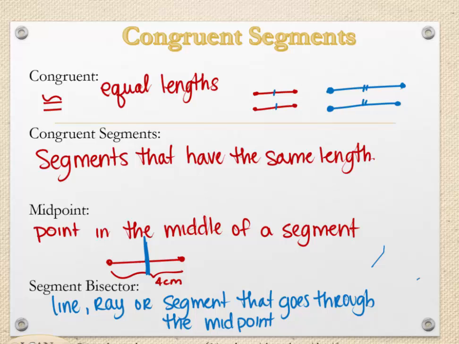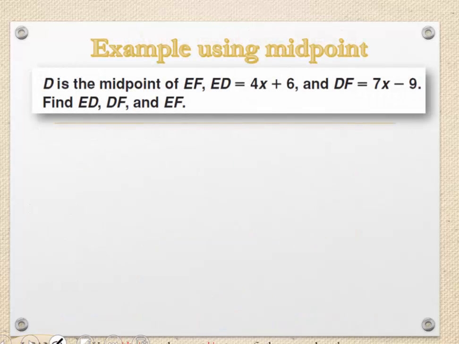So using a midpoint, if D is the midpoint of EF, and ED equals 4x plus 6, and DF equals 7x minus 9, we need to find ED, DF, and EF. Easiest thing to do when you're given a problem like this is to start drawing this out. If D is the midpoint of EF, that means I have a segment with one end E and one end F. And then D is right in the middle.